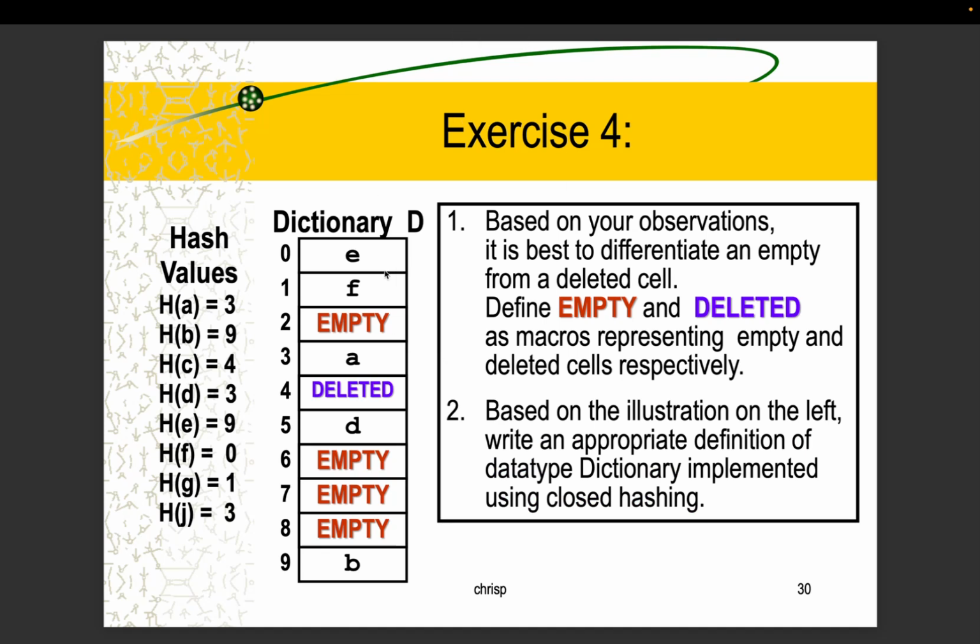Simple, no? So based on the illustration on the left, write the definition of the data type dictionary implemented using closed hashing. You can define empty and deleted macros representing empty and deleted cells. Do you know how to define macros? Yes, you do. So, kamo na'y bahala unsang inyong i-macros for empty or deleted, but essentially every time you delete, you change it to deleted. When you initialize, set everything to empty.